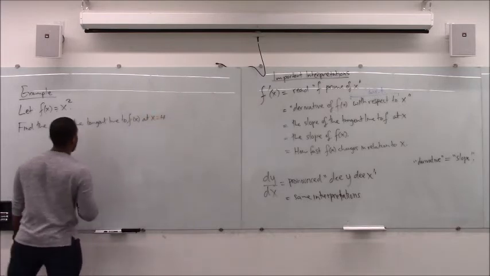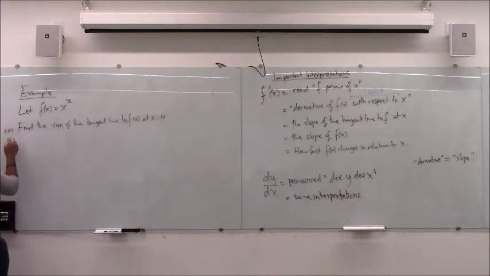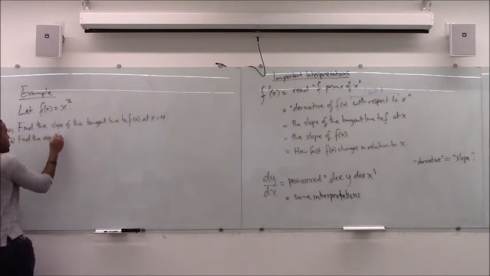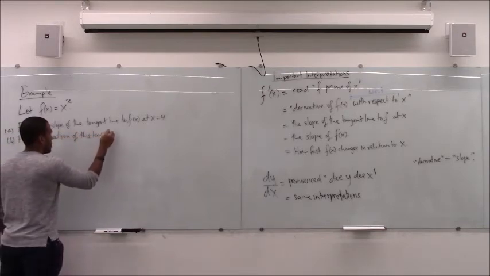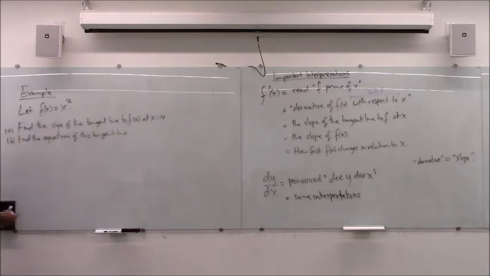At, say, x equals 4. And I'll follow up with part b: find the equation of this tangent line. Full disclosure, on test 1, I'm going to ask you a question like this. It's definitely coming. You can expect it for sure. I'm going to have a function, and I'm going to say, use the definition of the derivative to find the slope of a tangent line. And then part B, find the equation of the tangent line. It's definitely coming.